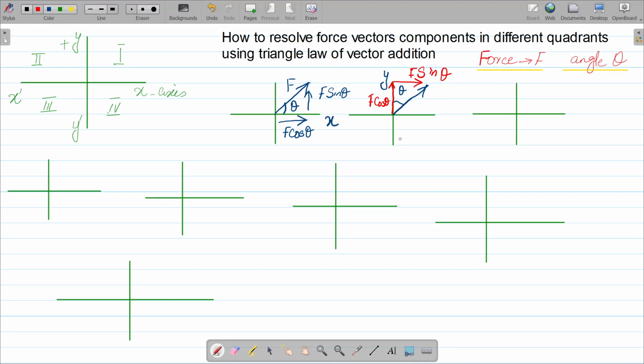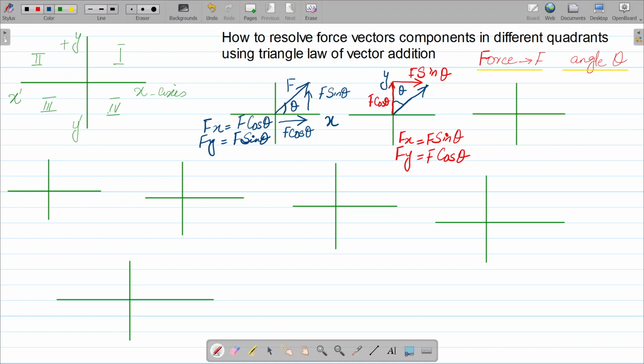So you will say that your Fx is F sine theta and your Fy is F cos theta. And in this other case, your Fx will be F cos theta and Fy is F sine theta. All right, so we have done with the first quadrant.